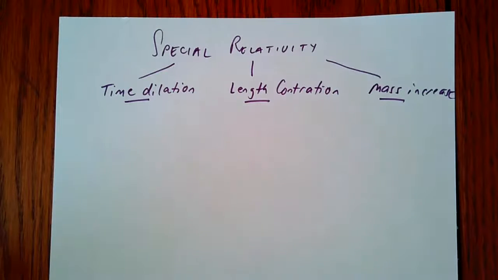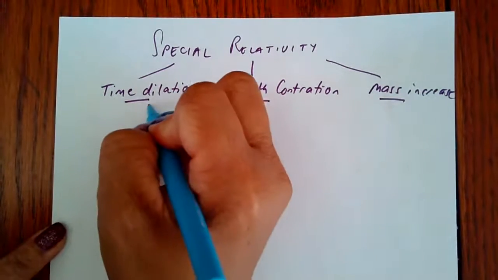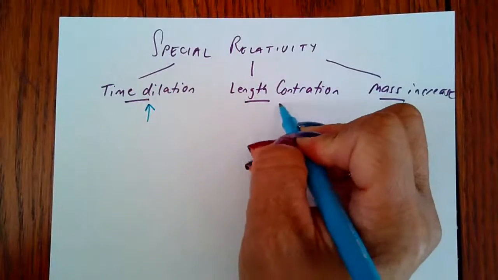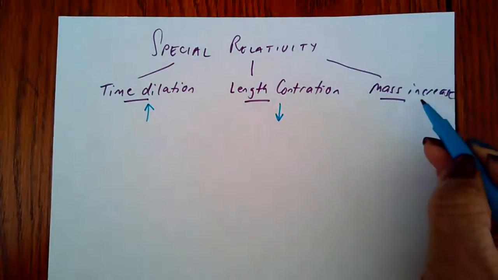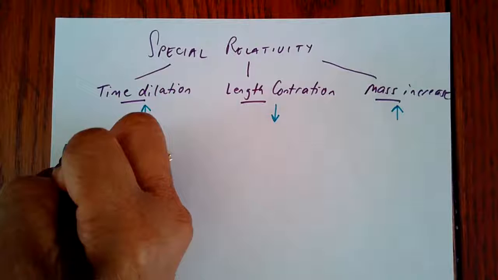Remember that the Earth is rotating at 1,000 miles per hour at the equator, and the sun is moving. So we are always moving at high speeds relative to something else. So the three things that occur at high speeds when matter and light are propagating are that time is dilated, so there is an increase in time, and there is a length contraction, so there is a decrease in length, and there is an increase in mass. So let's take a look at time dilation.